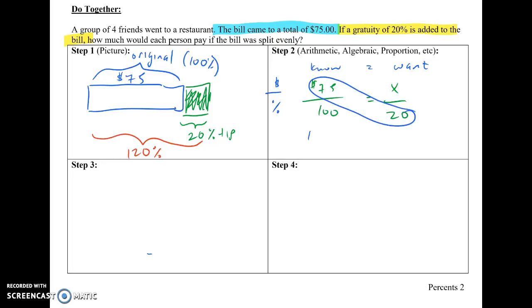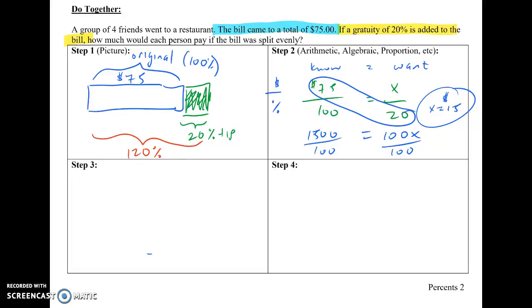Alright, so cross multiply. 75 times 20, that's 1500, equals 100x. Divided by 100 on both sides, and we get X equals $15. So that is my gratuity. Now I could calculate this by taking 20%, converting it into a decimal, which is 0.2, and I could just multiply that by 75. I would still get $15. All right. So that's how we calculate our tip.